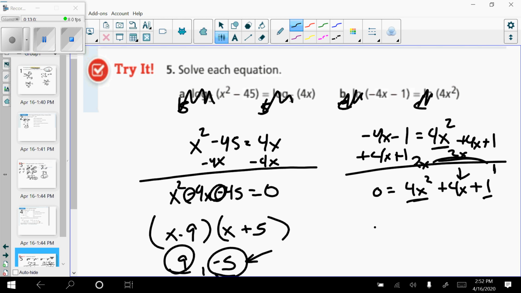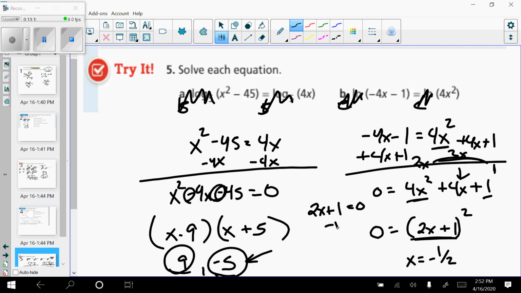So boom, this is a perfect square, and my answer would be 2x plus 1 squared, which means x would equal -1/2. The reason I know that is because that's what would make this 0. What you would do is 2x plus 1 equals 0, minus the 1, minus the 1. 2x equals -1, divided by 2, divided by 2. X equals -1/2. All right.